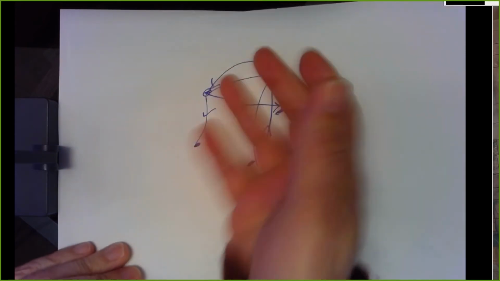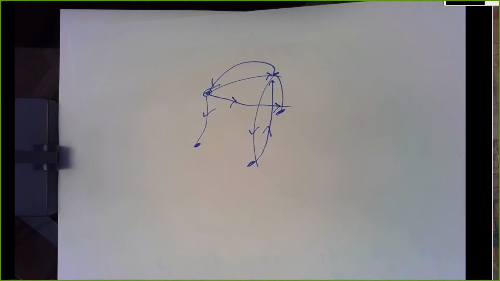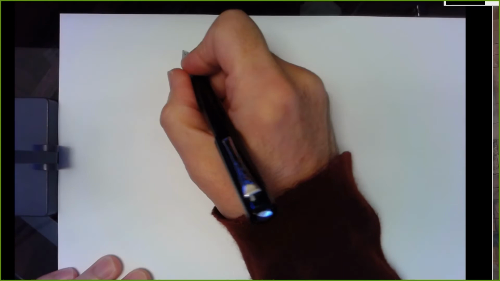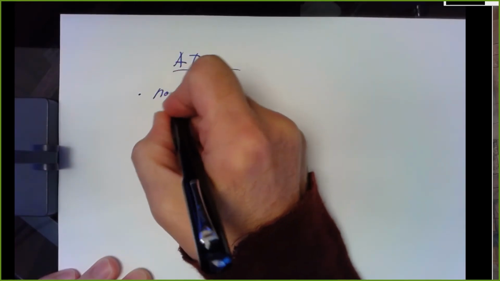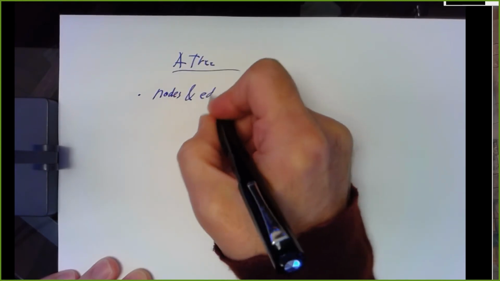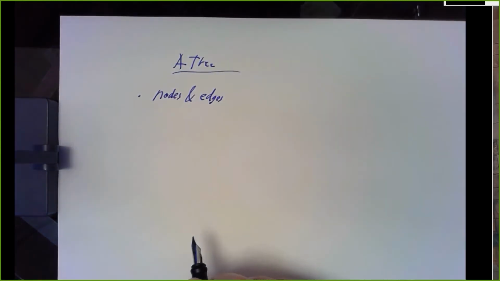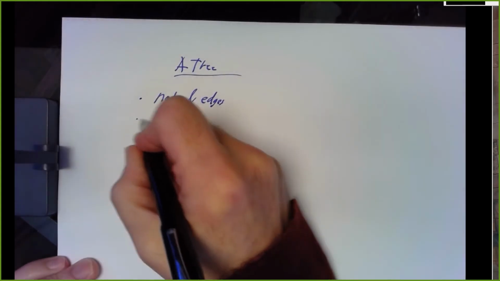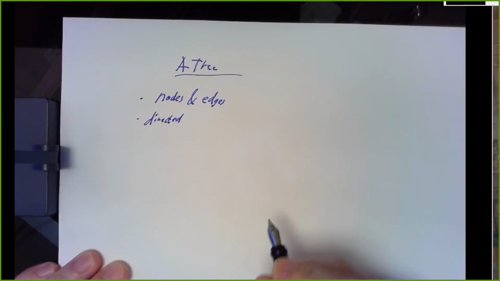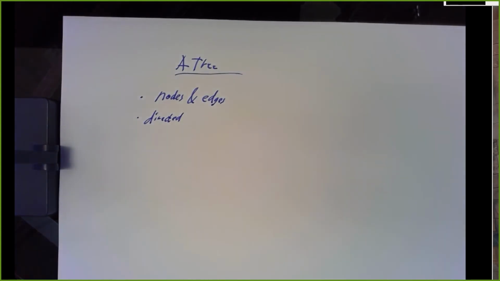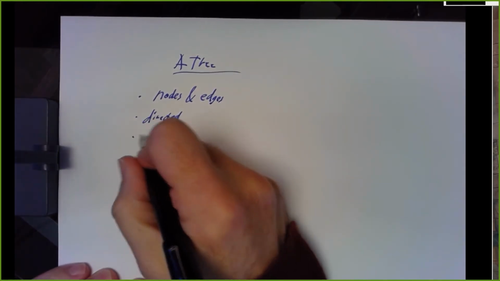Alright, so a graph is, you know, a collection of dots with edges. That's basically what a tree is. But a tree is a particular type of graph. So a tree, I'm just going to say nodes and edges. It's basically directed. So a node generally points to another node. So these edges have arrows on them, but we're not really going to draw them. It's certainly connected.